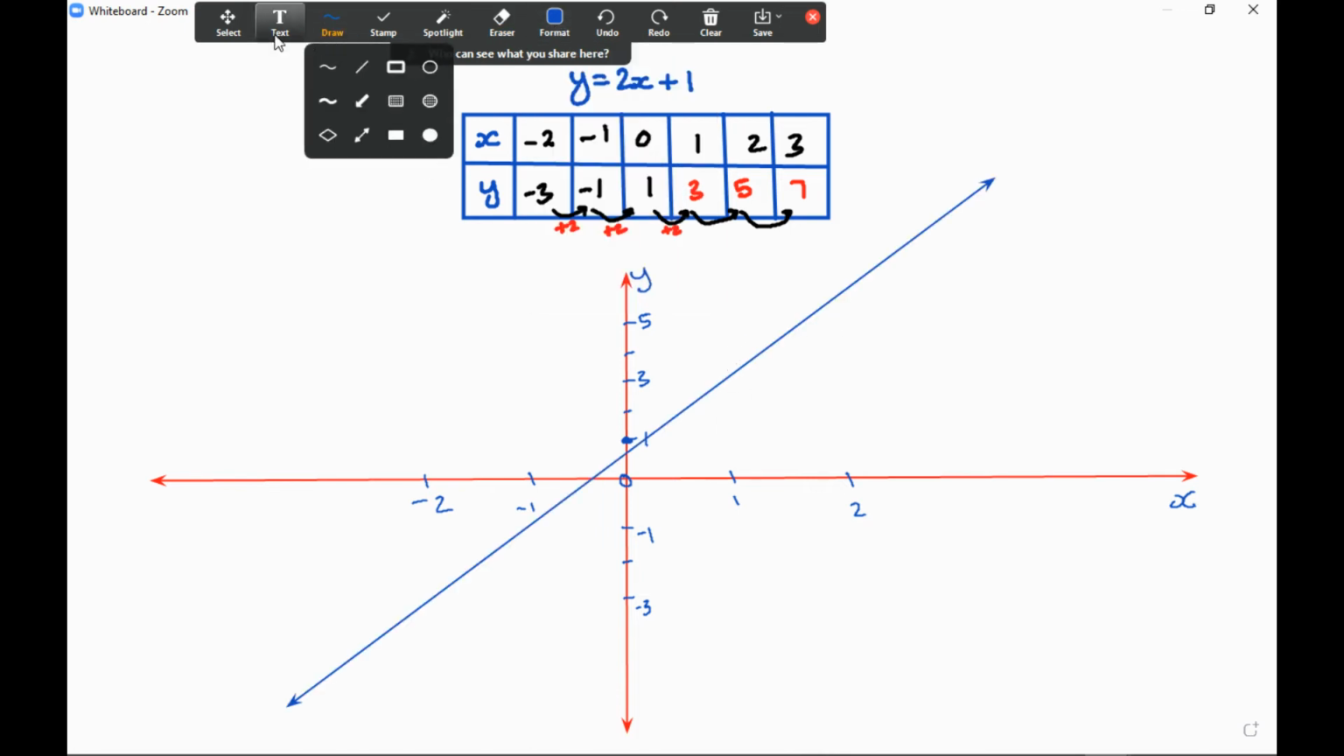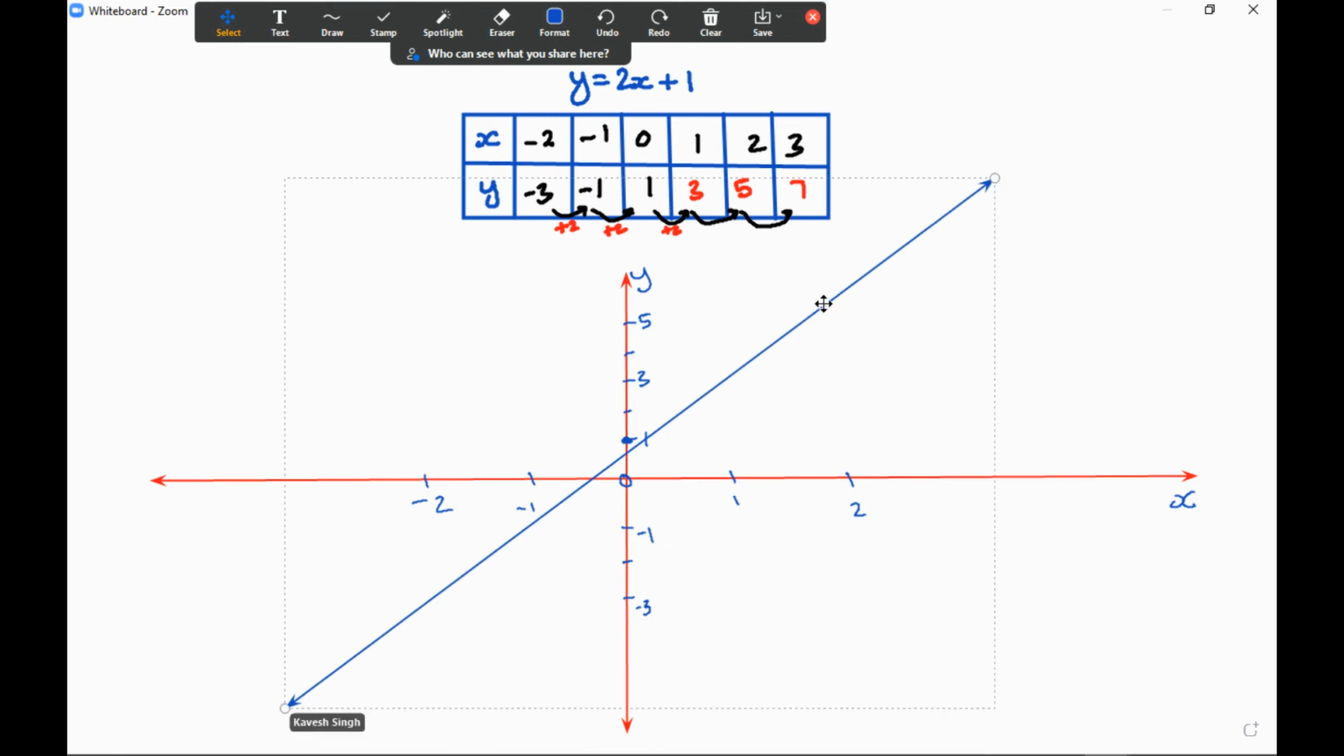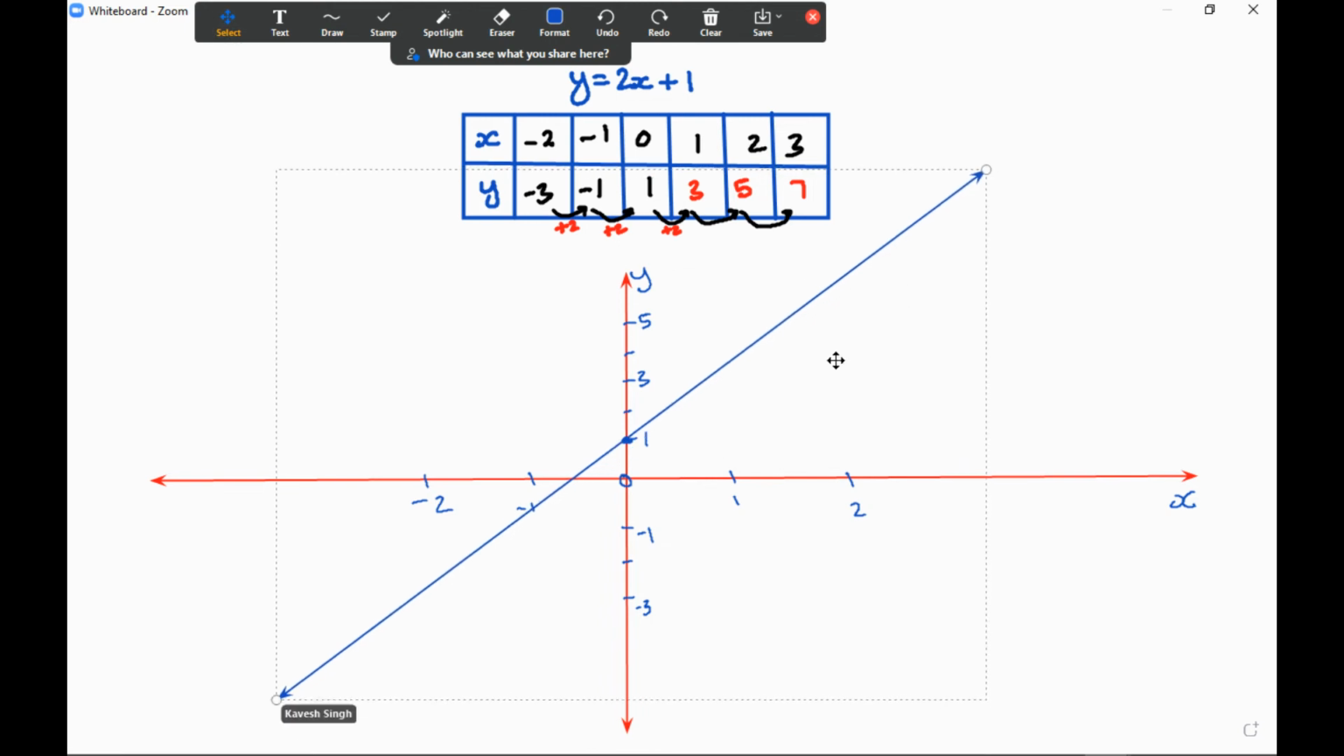What's the problem with this? It took forever to do. Do you agree? It took really long to do, to draw this line. There is a quicker way to do this as well.